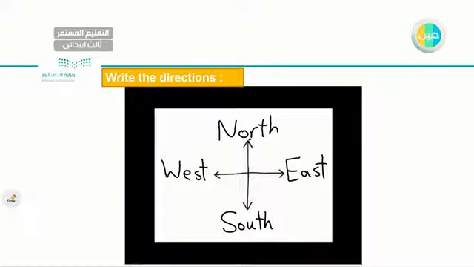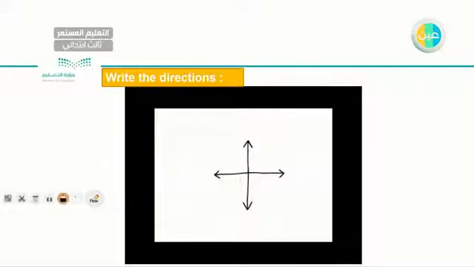Let's read the four directions one more time together. I have north, south, east, and west. Let's read them one more time. North, south, east, and west. Very good, excellent. So these are the four directions.